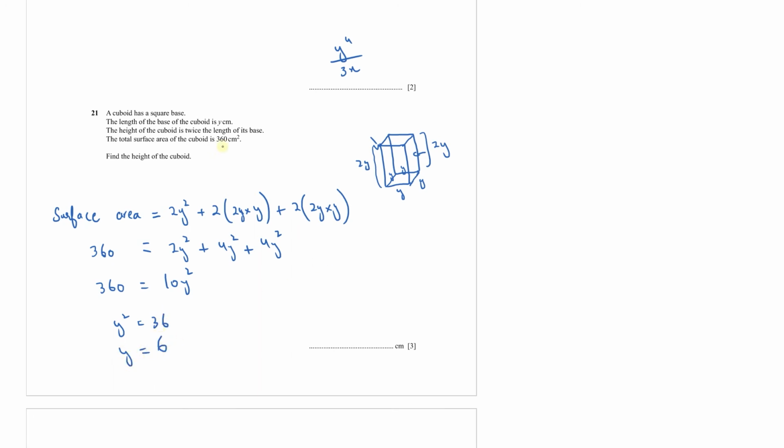6. Now y is the base here, 6 and 6. You have to find the height of the cuboid. Height is 2 times y. So height h will be 2y, which is 2 into 6 equals 12. So height is 12 centimeters.